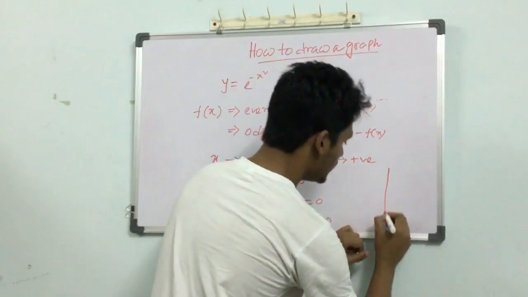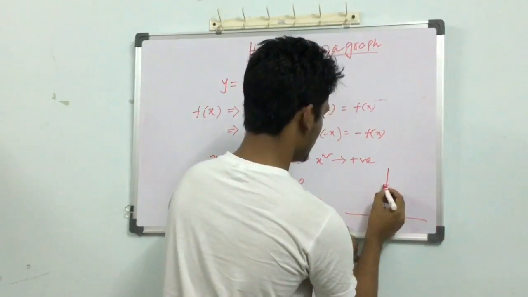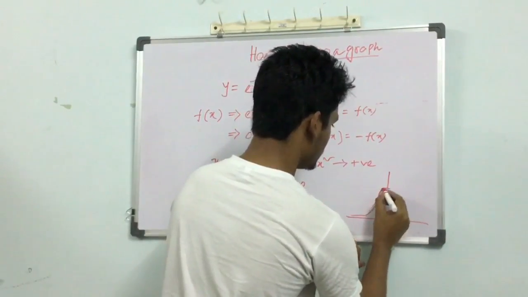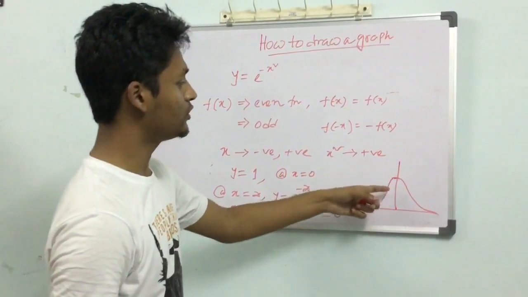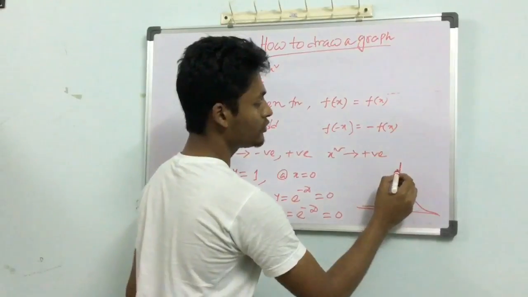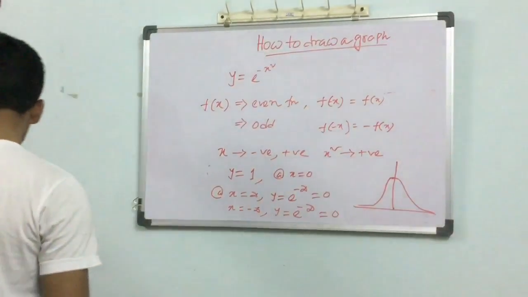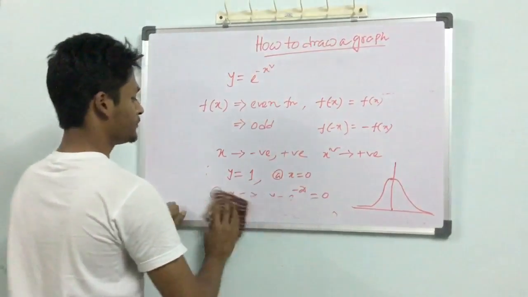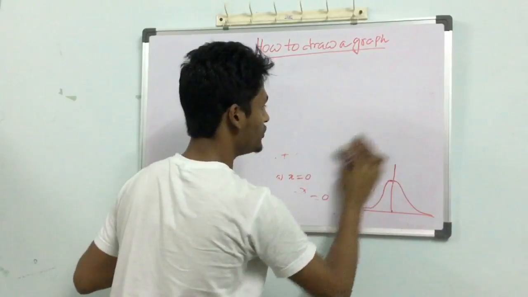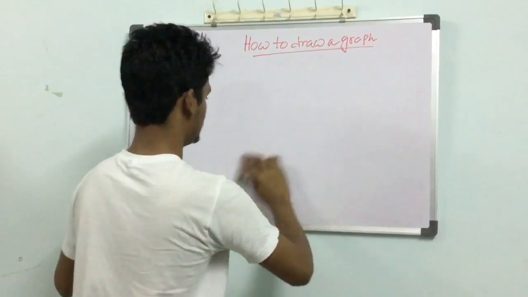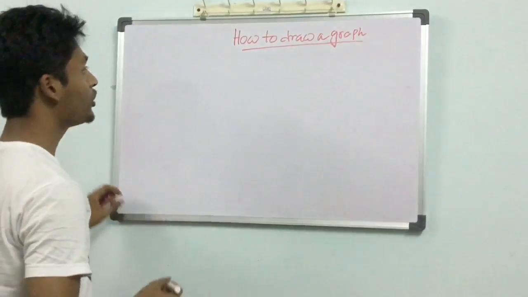So what will be the plot? This is a 0. This will be like this. This will be like this. So you can easily find out that this function is symmetric about y-axis. Okay. So this is about exponential function. Let me take one example from polynomial function. Okay.